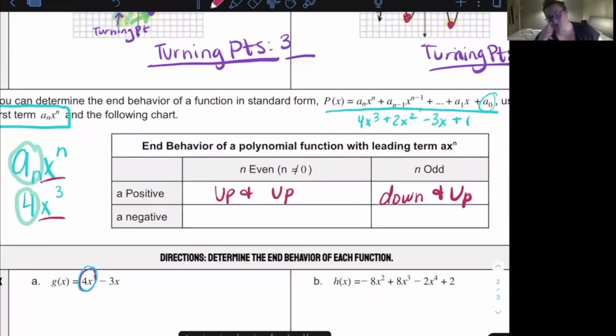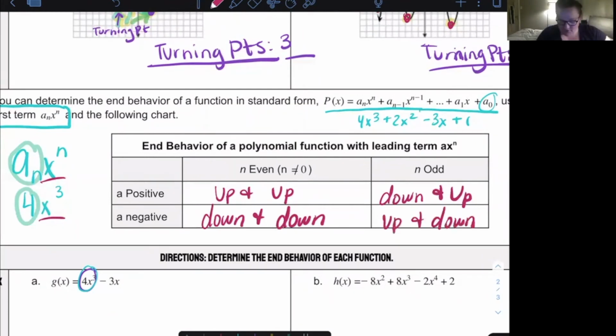Then if your leading term is negative, so if a is negative and your degree is even, you will always have down and down as your end behavior. But if a is negative and the degree is odd, your end behavior will always be up and down.